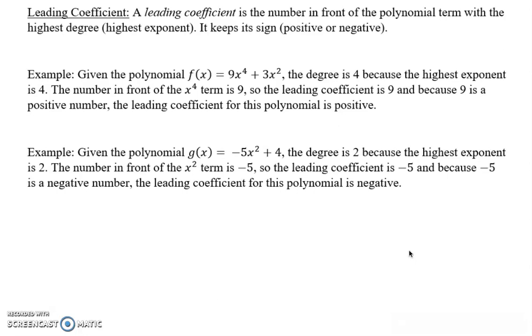For the second example, given the polynomial g of x equals negative 5x squared plus 4, the degree is 2 because the highest exponent is 2. The number in front of the x squared term is negative 5, so the leading coefficient is negative 5, and because negative 5 is a negative number, the leading coefficient for this polynomial is negative.